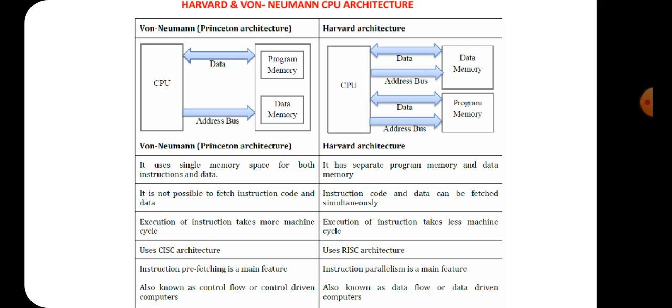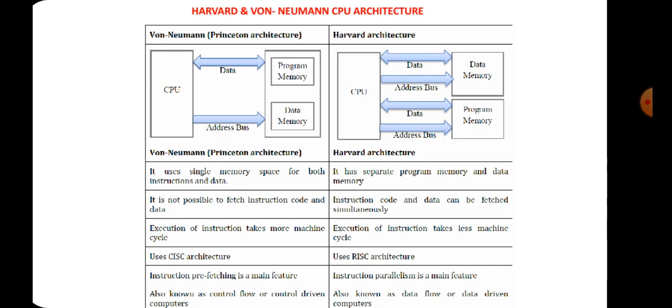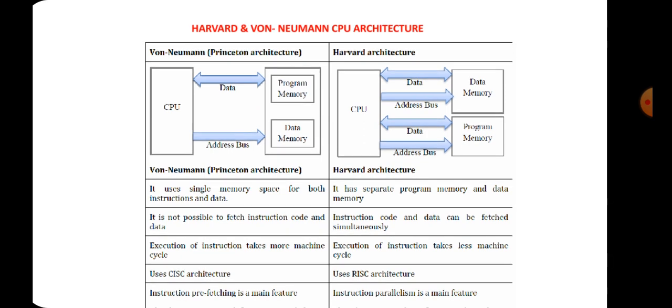But in the Harvard architecture, we have separate memory for the program code and the program data. In the Von Neumann or Princeton architecture, it is not possible to fetch instruction code and data simultaneously, because only one address has to be sent, only one memory location has to be accessed, and the data has to be fetched from the memory.